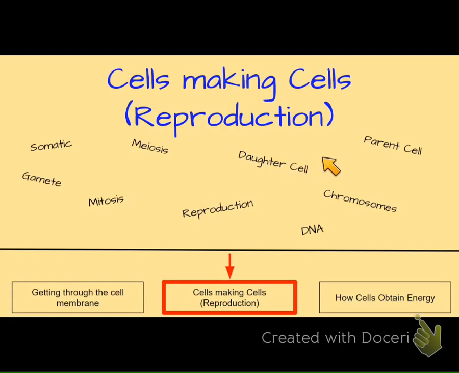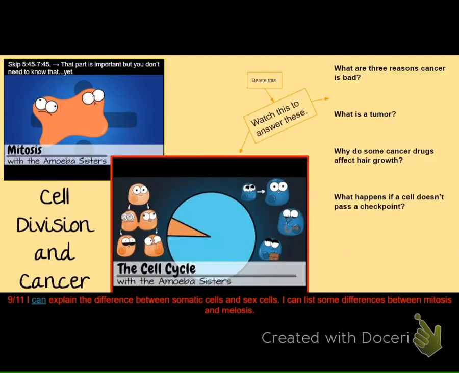Now, you know what the words daughter and parent are, but you may not know what a daughter cell or a parent cell is. These other words are probably new to you. Mitosis, meiosis, somatic, gamete, parent cell, daughter cell. At the end of the day, you should have a good understanding of what they are. And do you think you should mention these in your reflection? Yes. Yep.